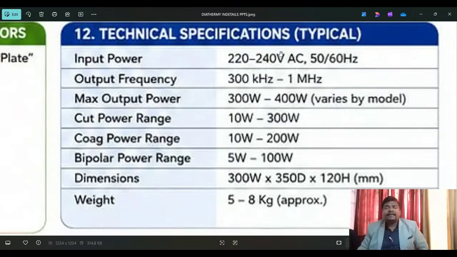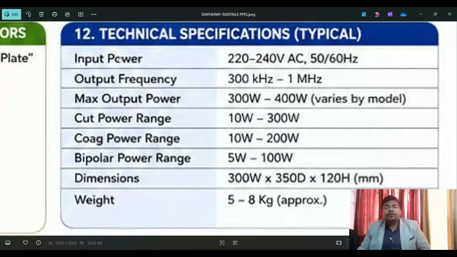Here, better you guide that 20 volts to 40 volts should be there, and it should have UPS connections. Okay, next, output frequencies here, 300 kHz to 1 MHz. See, output frequency depends on the equipment. Some manufacturers manufacture in a different way, so the frequency will change.